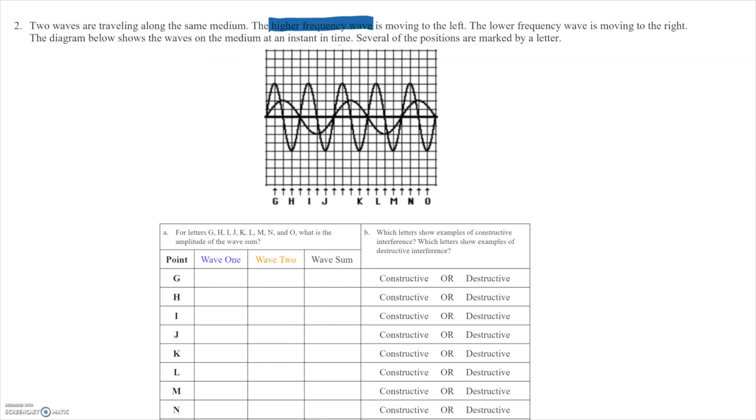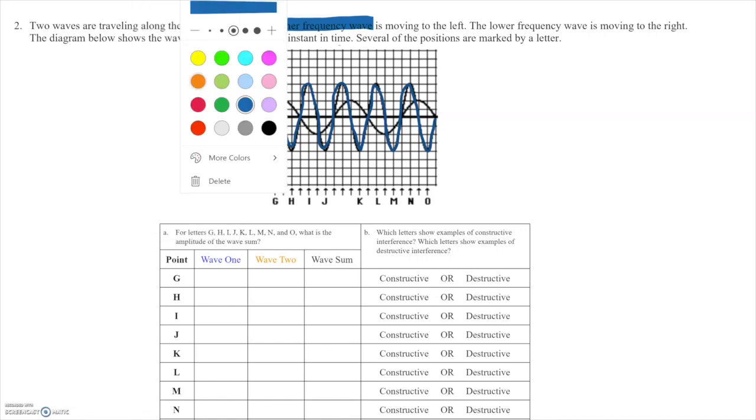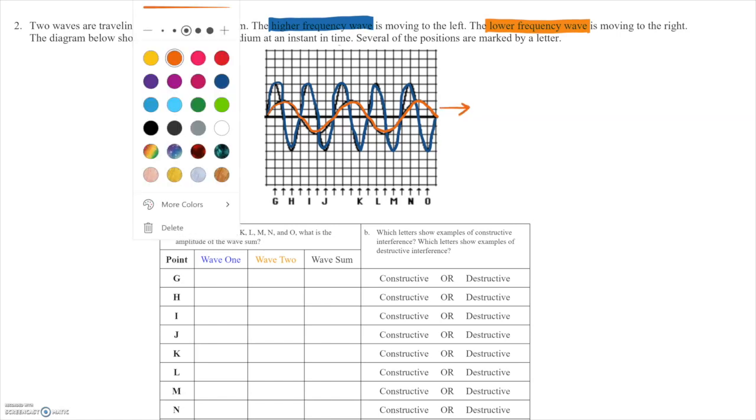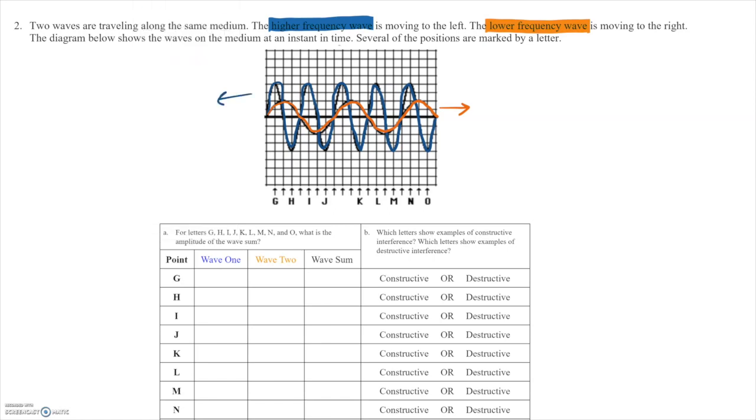Remember, higher frequency wave means that this wave will have more crests in a given amount of time, or more wavelengths in a given amount of time. And so that would be the taller wave right here. I'm going to go ahead and trace it. This is our higher frequency wave. And our lower frequency wave, I'm going to go ahead and highlight that one in orange, is moving to the right. So I'm going to go ahead and outline that one as well. Okay, so the orange one is moving to the right, and the blue is moving to the left.